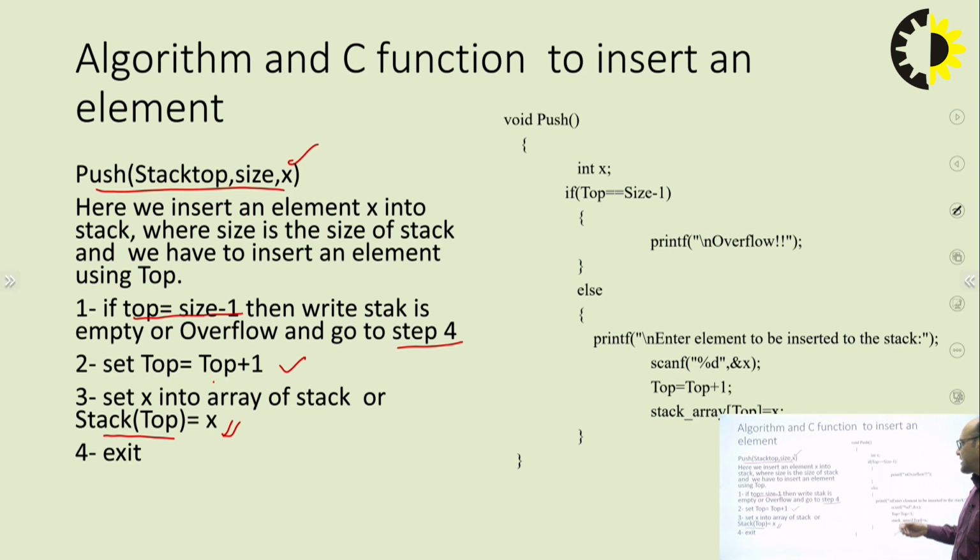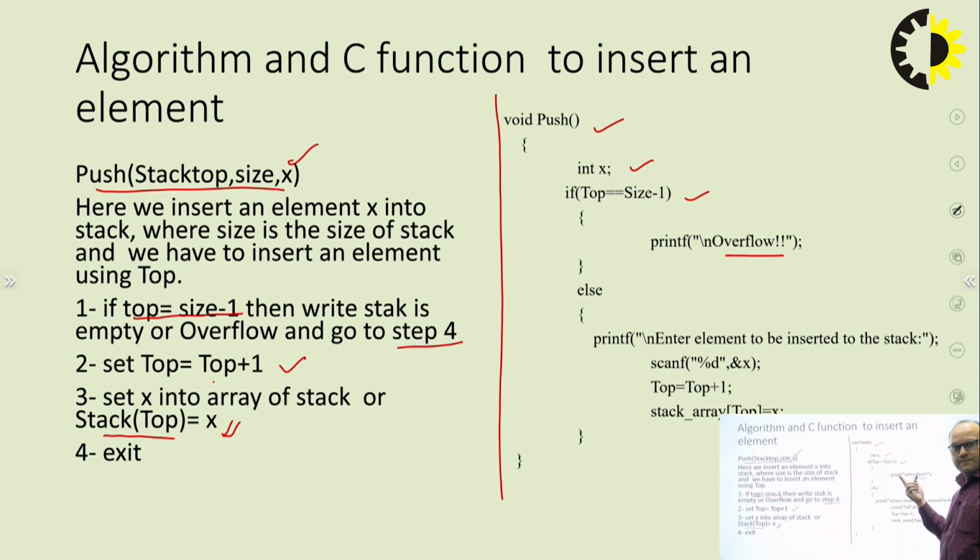Respectively, I have shown you the C code of this algorithm. Void push, declaring the variable int x. Firstly, what I have to do, I have to check the overflow condition. Top is equal to size minus 1. If this condition is true, then overflow is printed and we will exit. Otherwise, else we have to perform the insertion, the push operation.